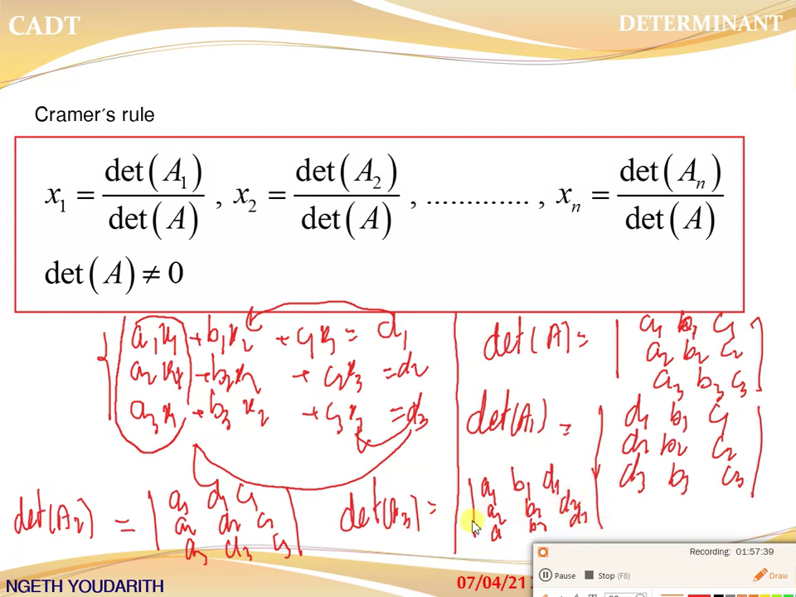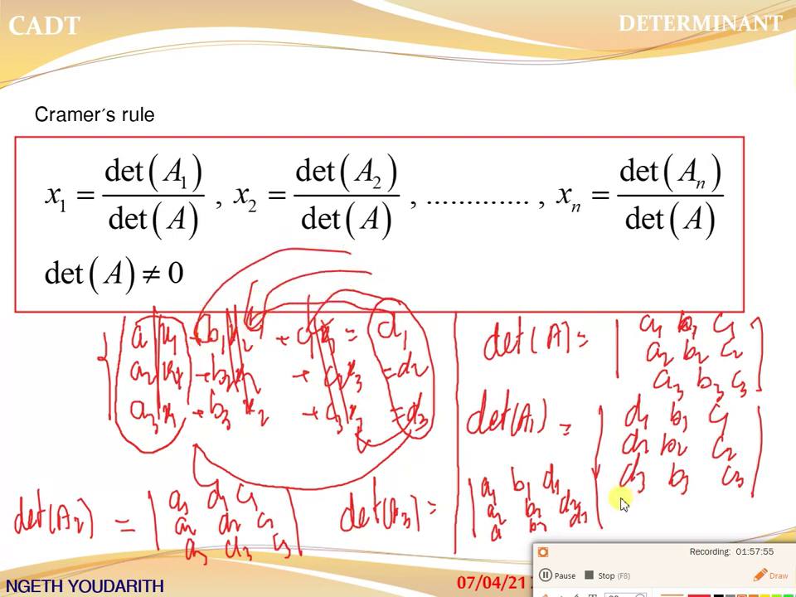For A1 we omit the x1 column, for A2 we omit the x2 column, for A3 we omit the x3 column, and we just take D1, D2, D3 to fill in the left-out column. This is the way to find the determinants A1, A2, A3 until An.